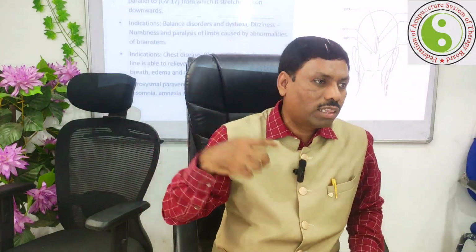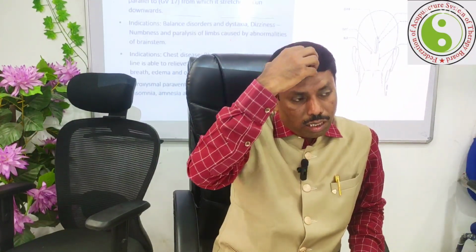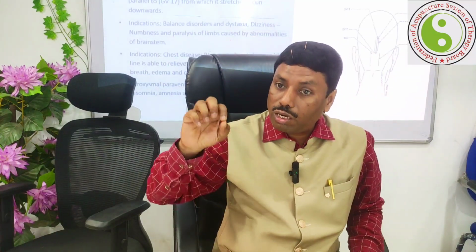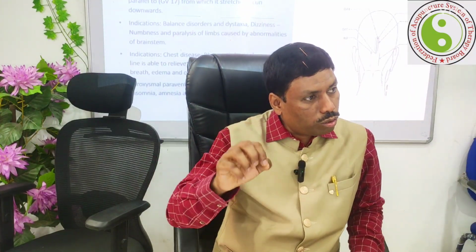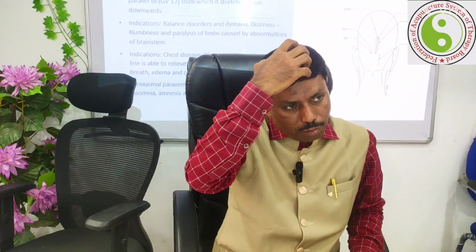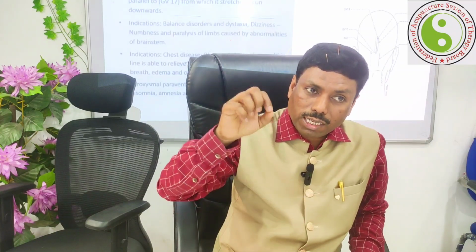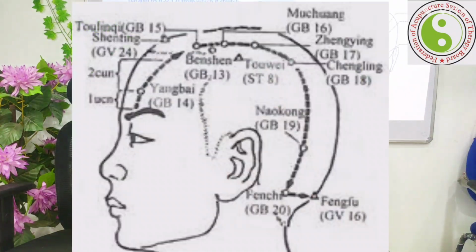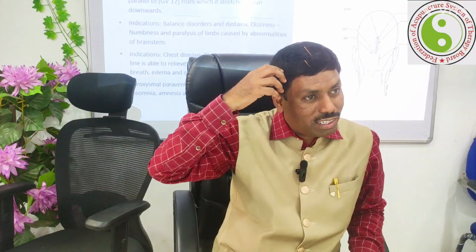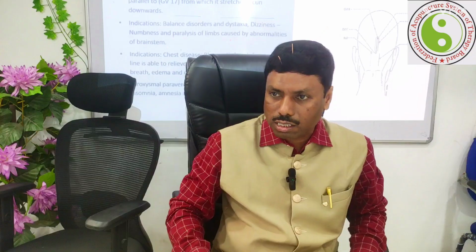Then that is known as the prefrontal cortex. You apply what is called Tongtian, Luoque, Chengguang. These are the points on the frontal cortex. The points are located on the UB meridian and then the gallbladder meridian. That is Muchuang, Zhengying, Chengling. These are the gallbladder 16, 17, 18 points. All these points are important to treat vision related disorders as well.